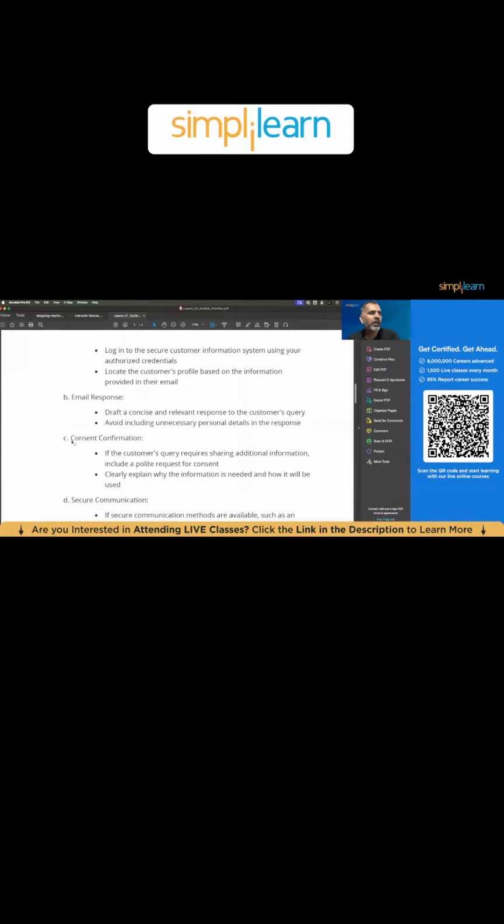Then you should add a consent confirmation. If the customer query requires sharing additional information, include a polite request for consent. Clearly explain why the information is needed and how it will be used.